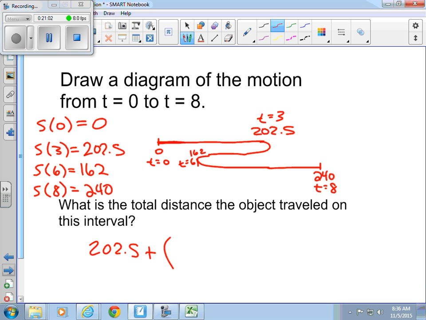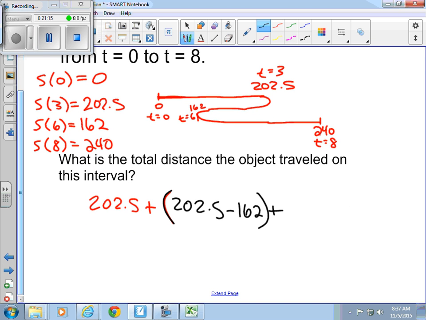40.5, but just to tell you where she got that number, that's in a different color so you see where we're getting it from. I've got to find the distance between 2.5 and 162. So that distance, and then plus one more distance, the distance from 240 to 162. So add all those up for me. That is my total distance traveled over the interval 0 to 8. So this is always going to take a little bit of work when we have to do total distance.